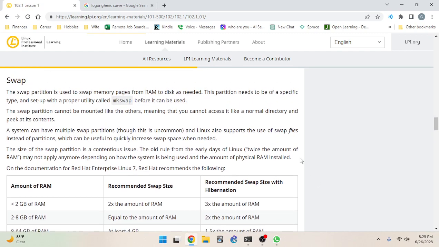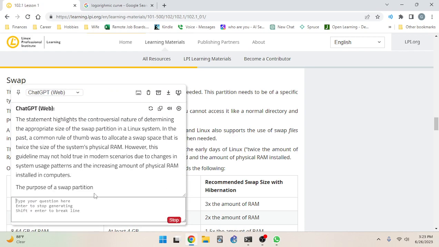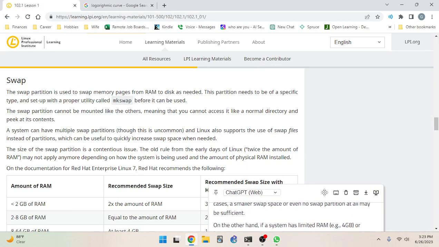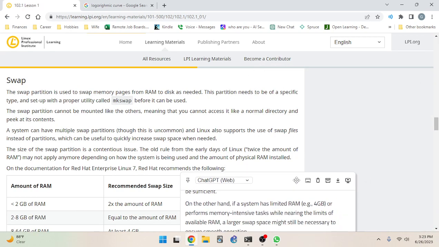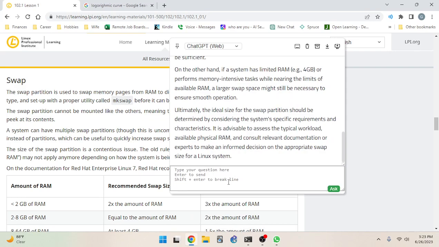I want to hear what the AI has to say about this being contentious and what their recommendations are. So, okay.